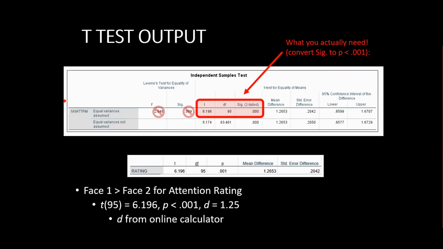Yes. Where do you get the d value? So the d value doesn't come from here. You'd have to get it from the online calculator. Yeah. So I think you can generate a Cohen's d from SPSS, but it's not shown right here.